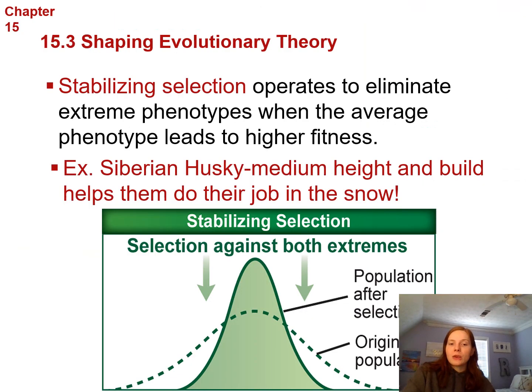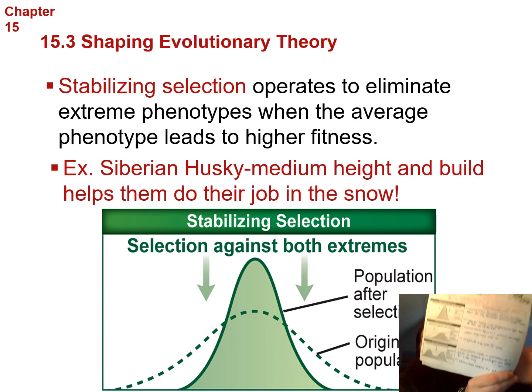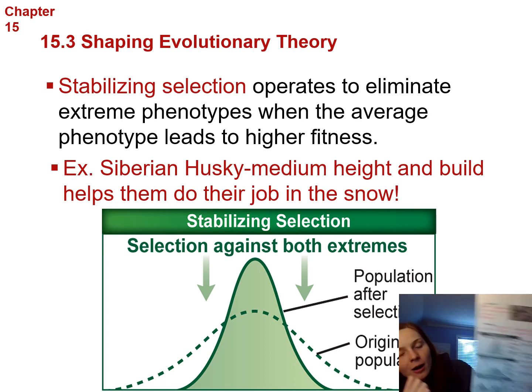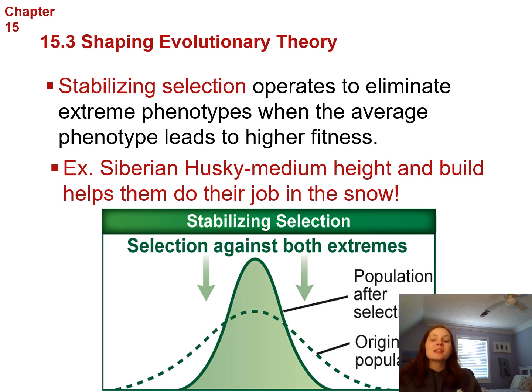Okay, so there's going to be 3 types of natural selection. The first one, just so you know, we are right here. You should see these 3 types. So this is where we're at on the notes. The first type is stabilizing selection. So if you're stabilizing something, you're making it steady. And that's kind of what stabilizing selection does. So it eliminates extreme phenotypes.